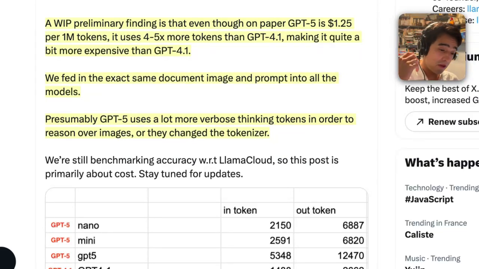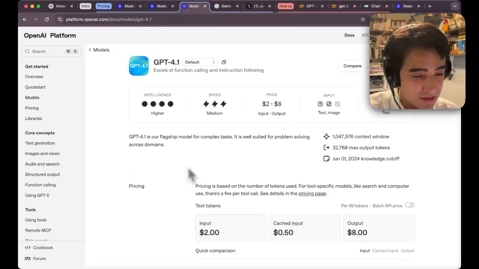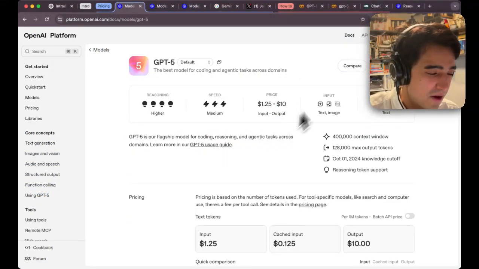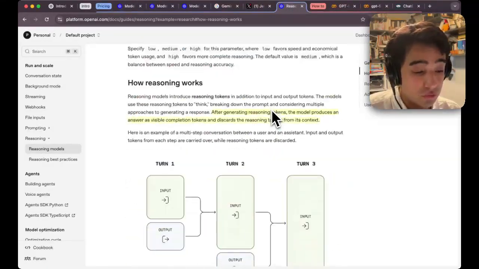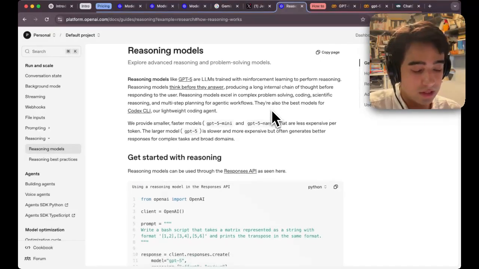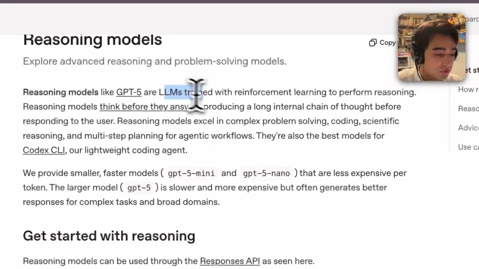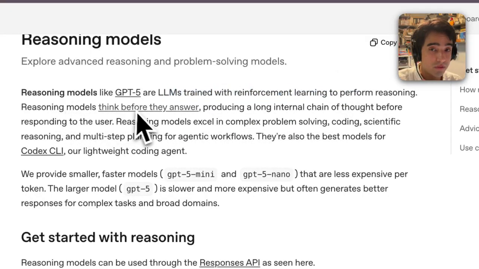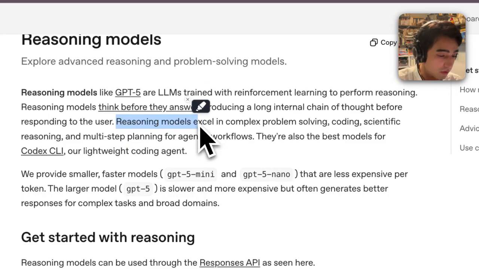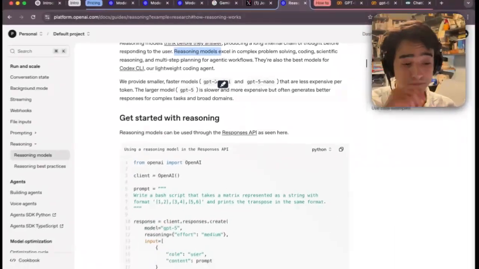So GPT-5 is still not very transparent on their pricing. And let me tell you more about that, because this is actually very interesting. What's going on in the reasoning part is that reasoning models like GPT-5 are LLMs trained with reinforcement learning to perform reasoning. Reasoning means thinking before the answer, producing a long internal chain of thought before responding to the user. The reasoning tokens are very good for complicated stuff and so on.